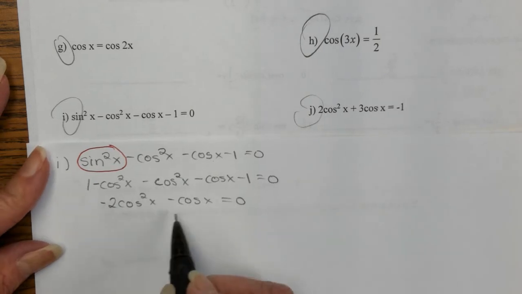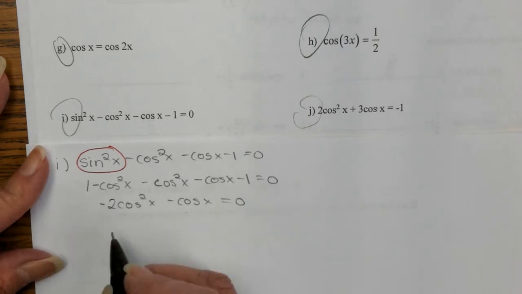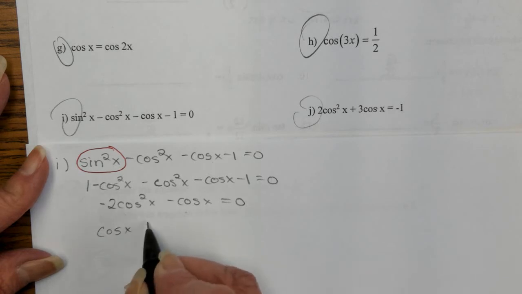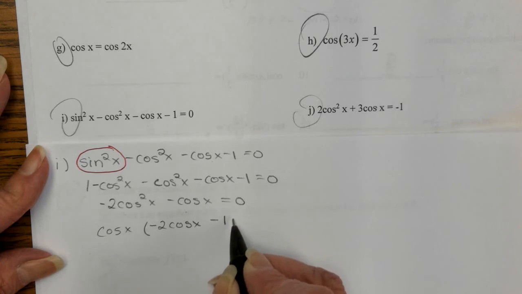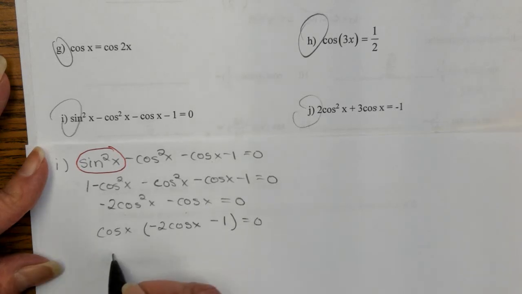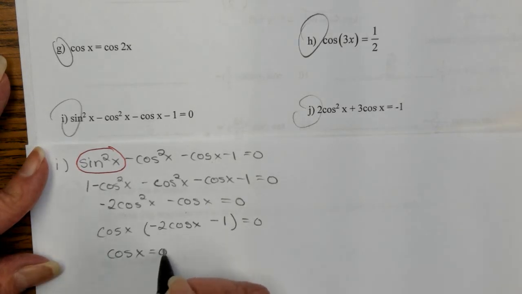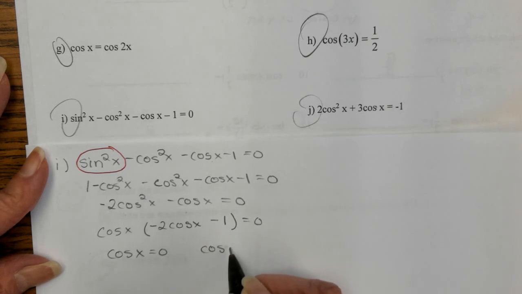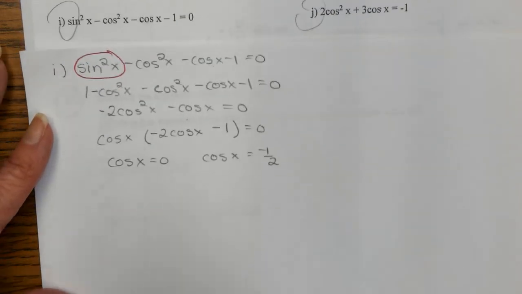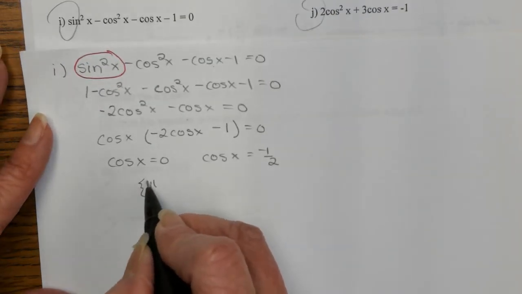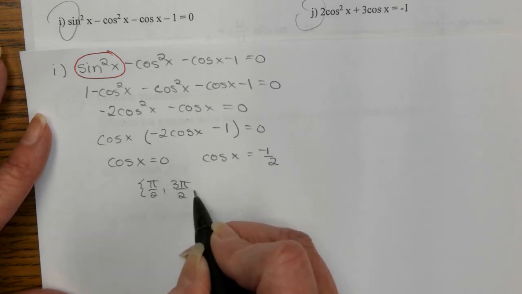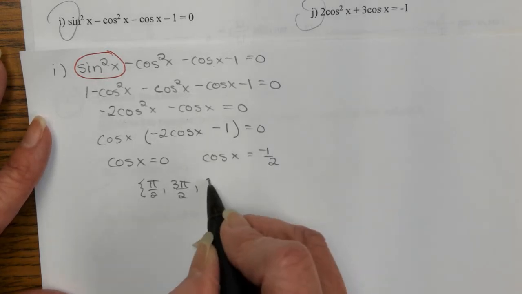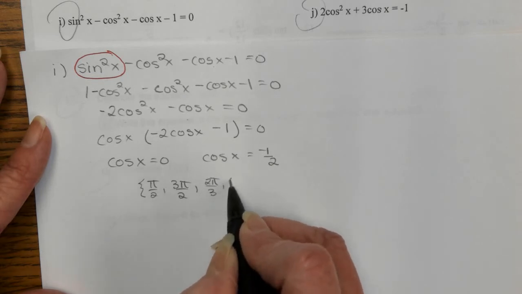Now look at how both of these terms have a cosine x. So I'm going to factor it out. And I'm going to be left with negative cosine x times 2 cosine x plus 1 equals 0. Set each of the factors equal to 0. And I'm going to get cosine x is equal to negative 1/2. So cosine has its zeros on the half pis: pi over 2, 3 pi over 2. And cosine is negative 1/2 at 2 pi over 3 and 5 pi over 3.